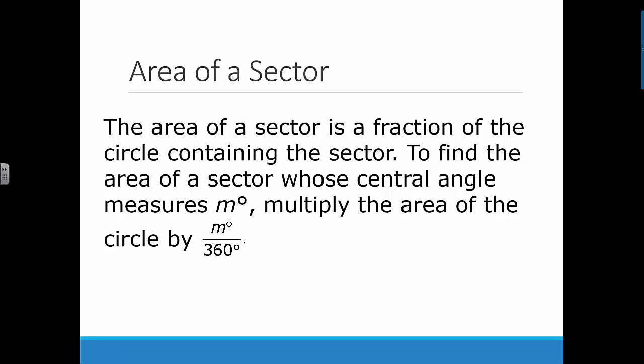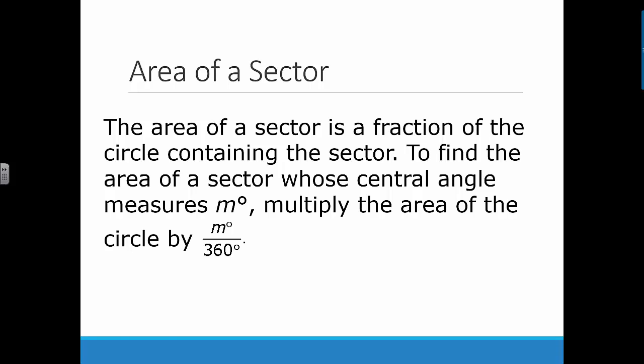So the area of a sector is a fraction of the circle containing the sector. To find the area of the sector whose central angle measures m degrees, we need to multiply the area of the circle by the measure of our angle divided by 360. So what we're really doing here is finding what fraction of our circle we really care about.